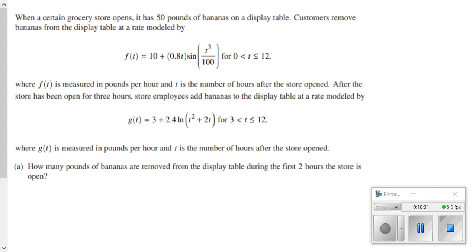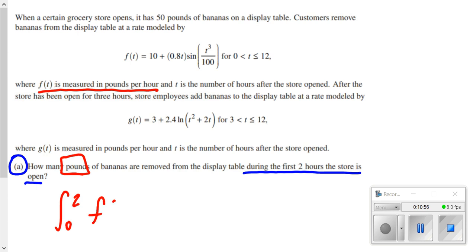Okay, so part A, this is just the stem printed again. Here's part A. How many pounds of bananas are removed from the display table during the first 2 hours the store is opened? So notice the units actually help you. Sometimes people don't like story problems, but sometimes the story is useful. Your answer here is supposed to be in pounds. And notice that the function was in pounds per hour. How do you remove a rate? You are right, you anti-differentiate.